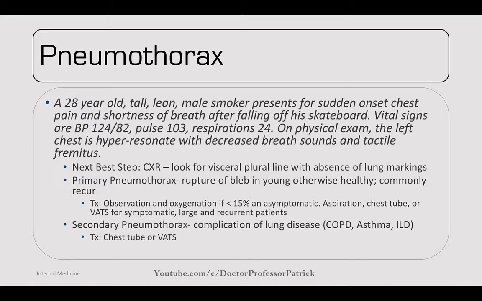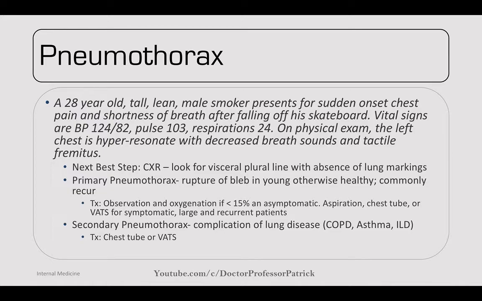So now a pneumothorax. In this case, we've got a 28-year-old tall, lean male smoker who presents with sudden onset chest pain and shortness of breath after falling off his skateboard. Vital signs are BP of 124/82, pulse of 103, and respirations of 24. On exam, the left chest is hyperresonant with decreased breath sounds and tactile fremitus. Your next best step is going to be a chest x-ray, where you want to look for the visceral pleural lining with an absence of lung markings.